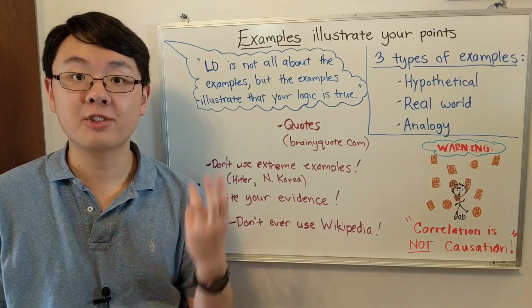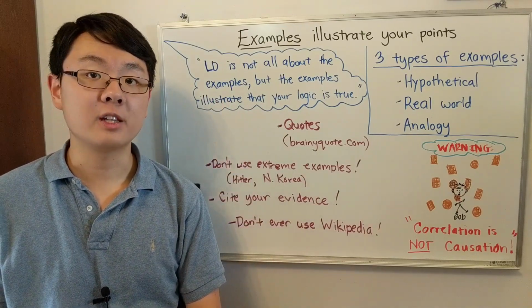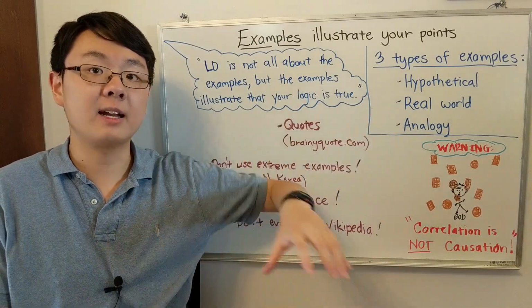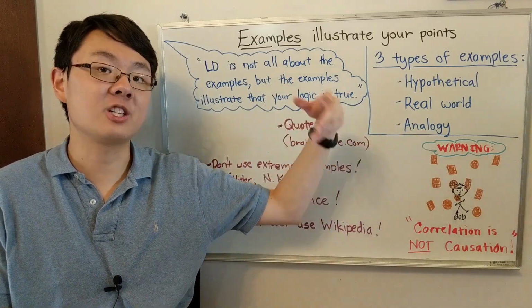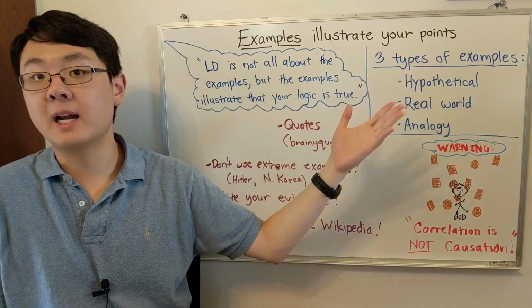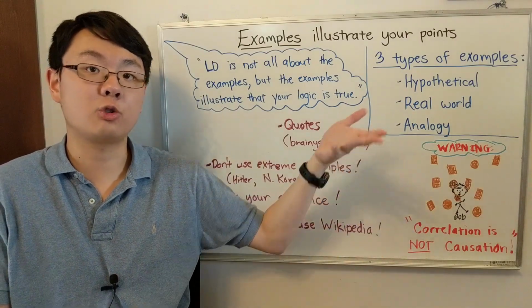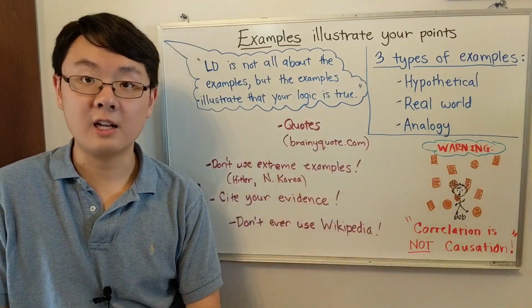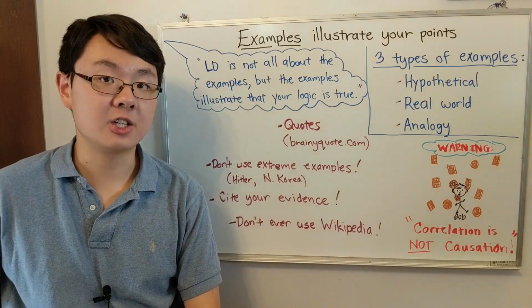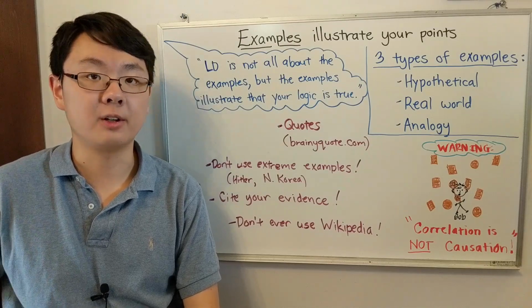Now there are three types of examples you can use in your case. And by the way, before I go into the three types, you normally want to put your examples in your contention. So you have maybe one example illustrating each contention. If you have a contention saying free trade leads to prosperity, you might give an example of how free trade led to prosperity in a certain instance. You might give a historical example or a current day example. That's what I mean when we say examples. And they usually go in your contentions, although they can go in other places in your case as well, wherever you feel they're needed.